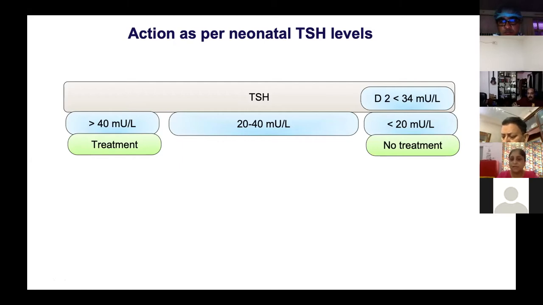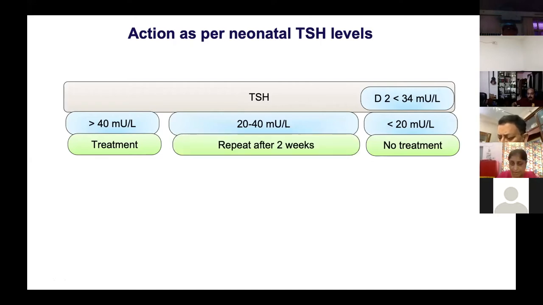If the results are between 20 and 40, this is the most common situation that we frequently encounter. What to do when you encounter a baby who has levels between 20 and 40? It has to be repeated, because there are certain conditions, like the baby being sick, and in certain scenarios like preterm babies, there can be transient elevation of TSH. So you give 2 weeks for this transient elevation to settle down, and you repeat the sample after 2 weeks.